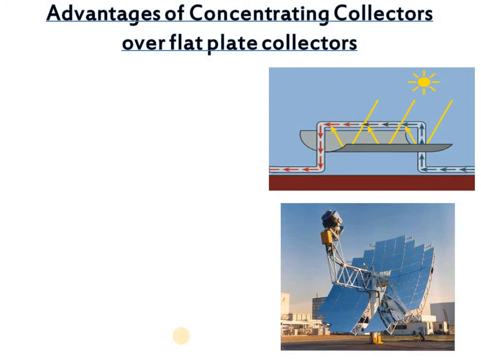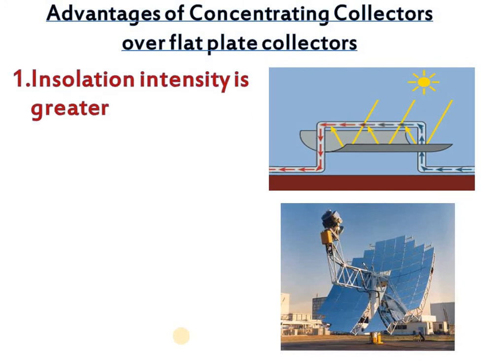So now, we have covered two types of collectors. One is flat plate collectors or non-focusing type of collectors, and the other is focusing type of collectors known as concentrating collectors. From this study, I hope you understood that concentrating type of collectors are more beneficial because they are highly efficient compared to flat plate collectors, because light can be focused to a small area, so energy loss will be minimum. So they have certain advantages. Let us see one by one what the advantages are.